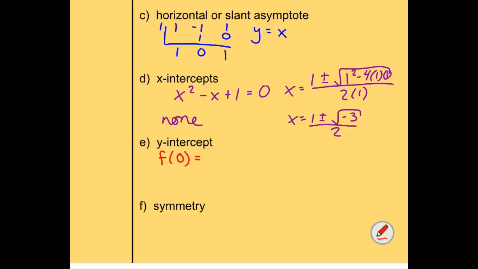Y-intercepts, we substitute 0 for x and solve, or we evaluate the function at 0. So in the numerator, we have 0 squared minus 0 plus 1. And in the denominator, we have 0 minus 1. So we have a y-intercept of (0, -1).